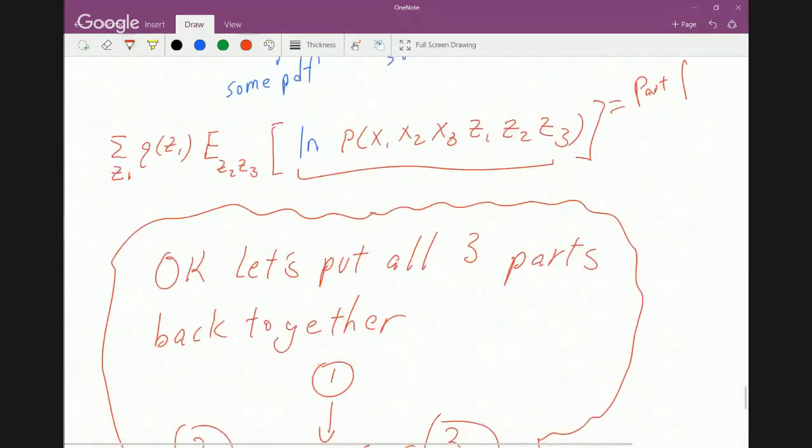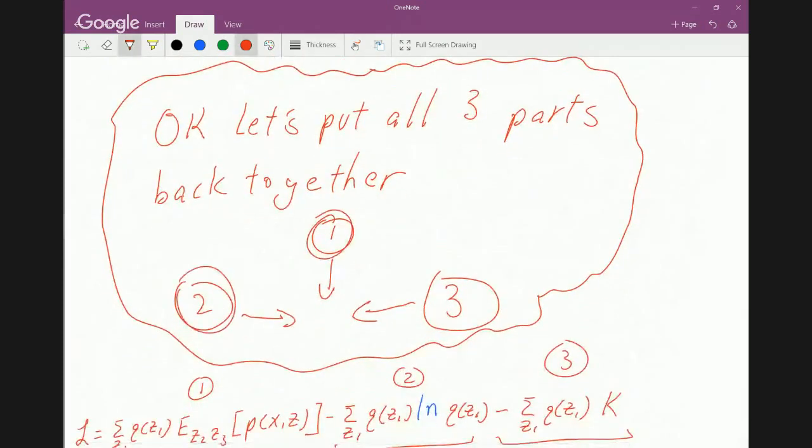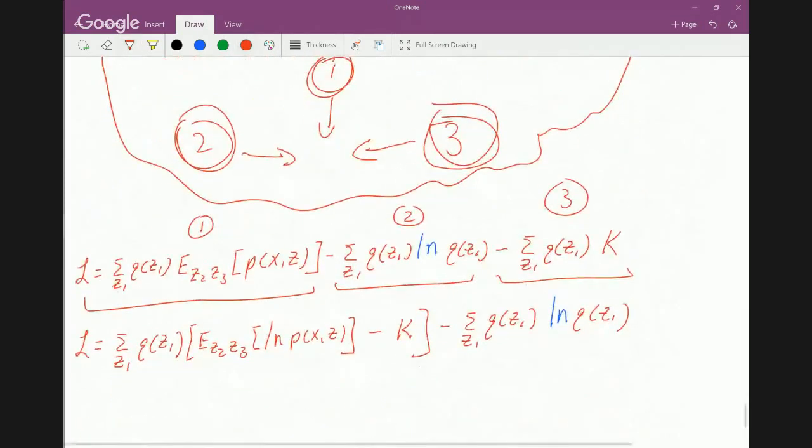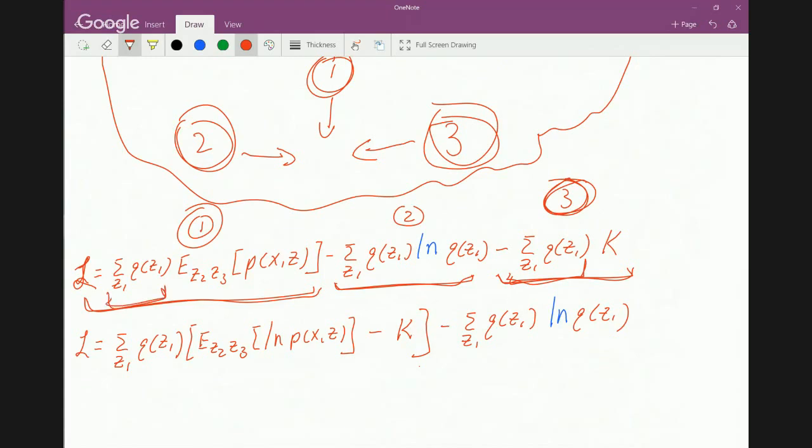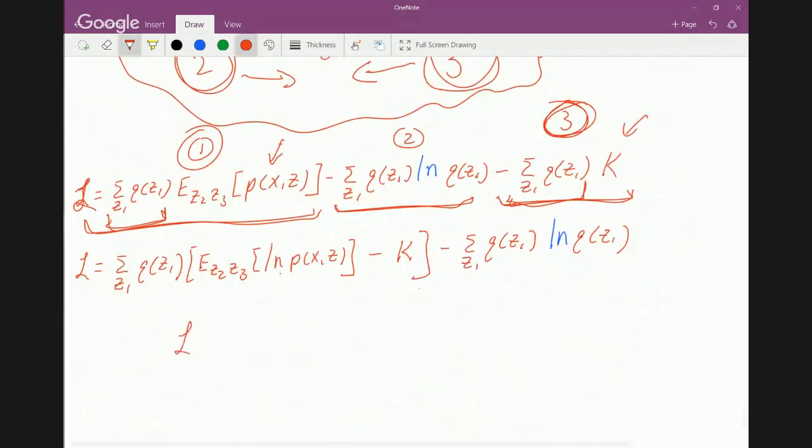Well, let's put all 3 parts back together. 1, 2, 3. Let's put it all together. And we end up with this function, where the lower bound is equal to part 1 that we calculated, part 2 calculated, and part 3 that we calculated. What we want to do first is put 1 and 3 together. And notice that QZ1 here is the same as the QZ1 here. So we can combine the QZ1, and the rest is just the expectation minus the constant. That's where I got that from. And here's just part 2. Okay. So now we have this, the lower bound.